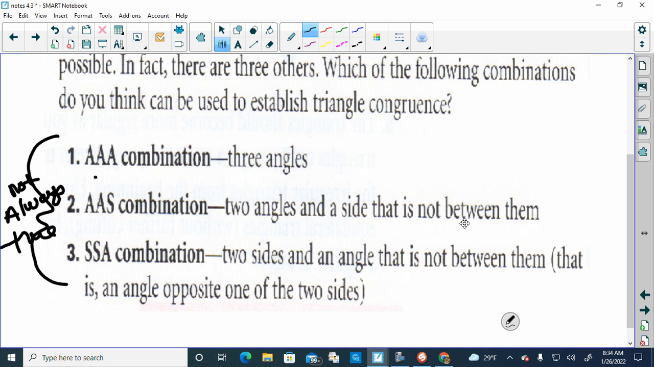Now, I want you to categorize these and write off to the side that these are the ones that are not always true. The ones that we did where it was a side, side, side, and the angle, side, angle, those will always be the same if you compare somebody else's.